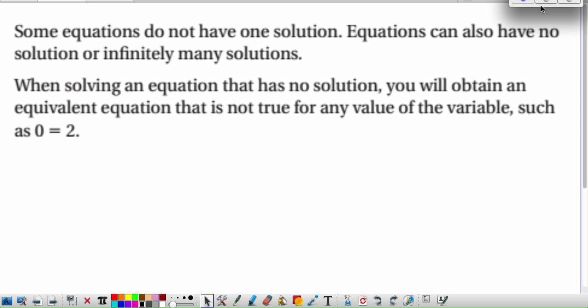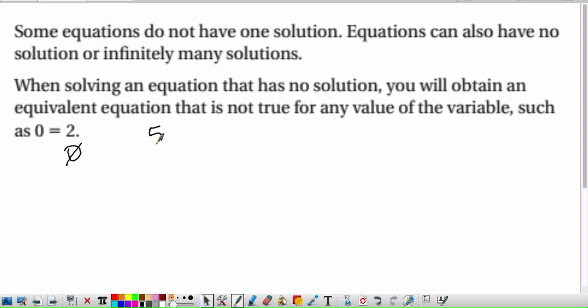Now the equations that we've been dealing with so far all had one solution, which means x equals some number or c equals some number. Sometimes equations don't have one solution. Sometimes they have no solution, or they have infinitely many solutions. Anytime you work out an equation and you end up with a statement that is not true, for example, you have 0 equals 2. 0 is not equal to 2. That is not a true statement. Those equations have no solution.